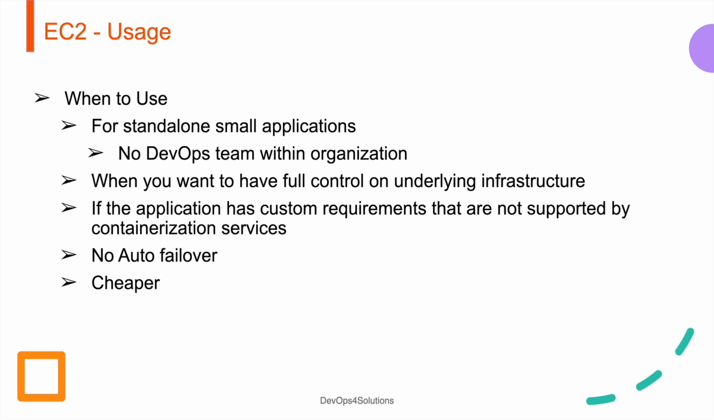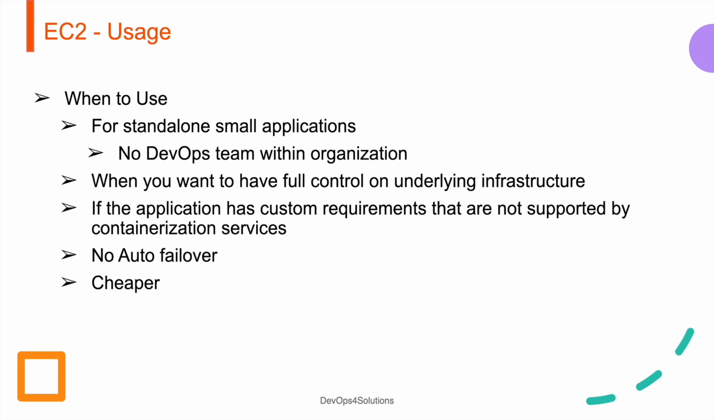Now the uses: when is it easy to use simple EC2 instances? For your standalone small applications, where you know that you just have one application, you can just deploy it on an EC2 instance. Very simple. When you really don't have any DevOps team in your organization to manage the complex architecture which ECS and EKS provide. So for very small applications, deploying directly on an EC2 instance makes sense. When you want to have full control over the underlying infrastructure, like this is your EC2 instance, you can do all the configurations you want.